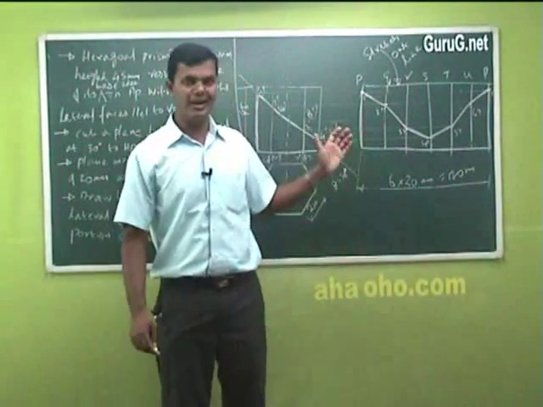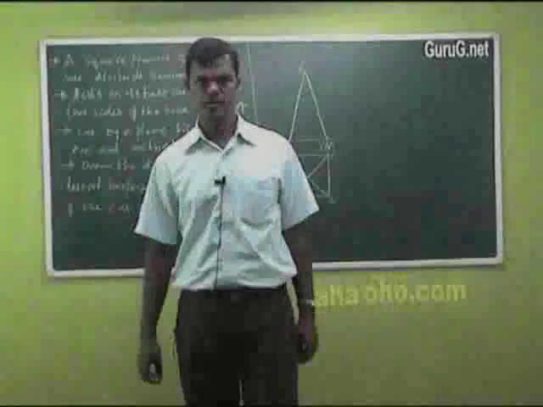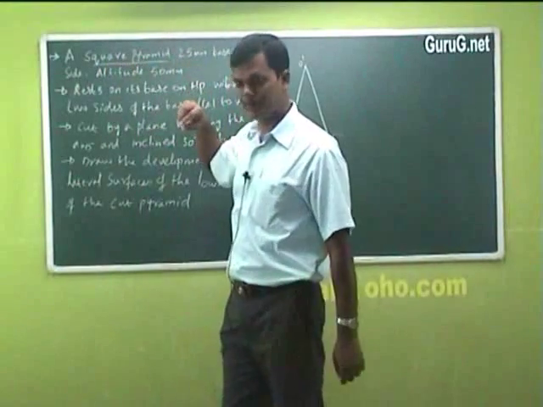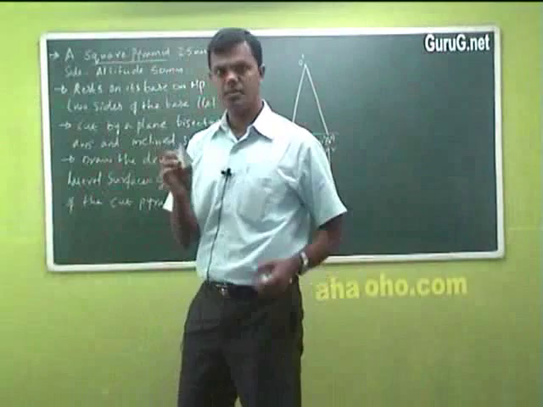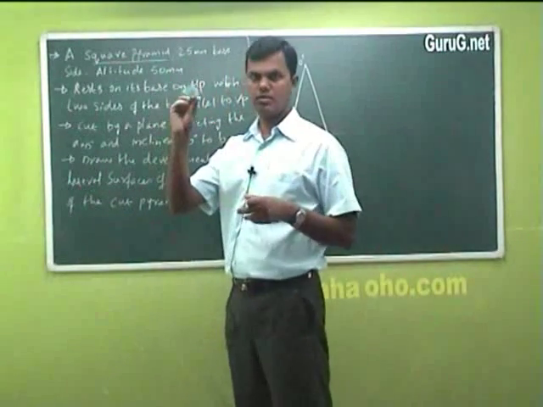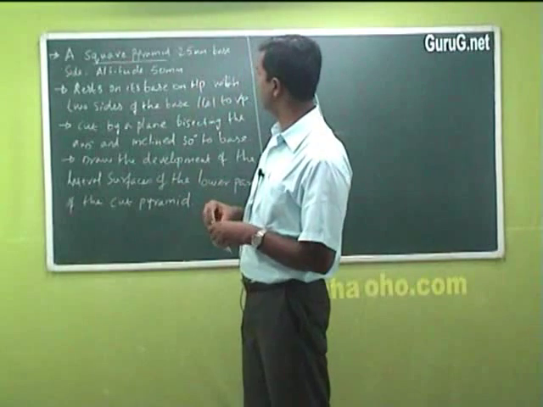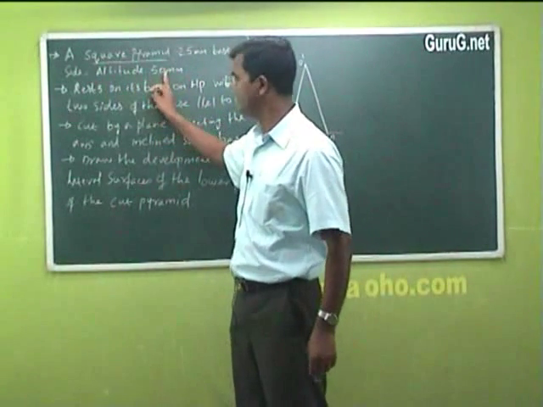Okay? So only by practice you will get a proper idea. Please do it. Now, here is a question about a square pyramid. Fine. So a square pyramid is a shape. Okay? You can hold it anywhere.